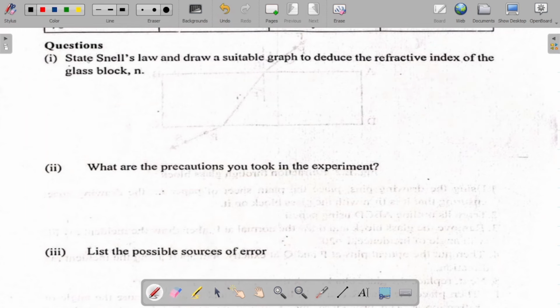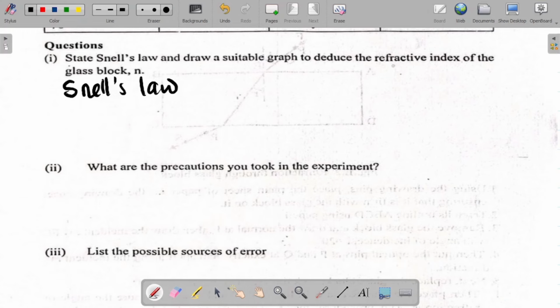From here, state Snell's law. Snell's law should be written here. So you say Snell's law states that the sine of the angle of incidence to the sine of the angle of refraction is a constant for any given medium. It should be written here.